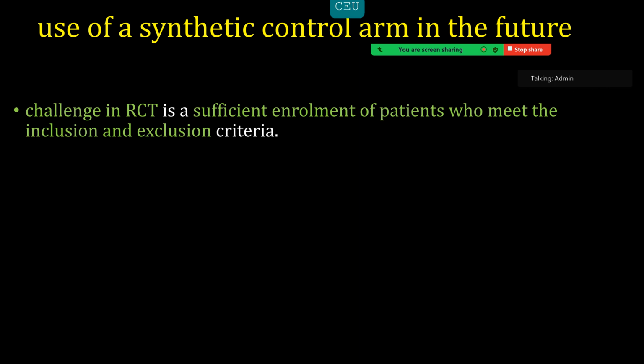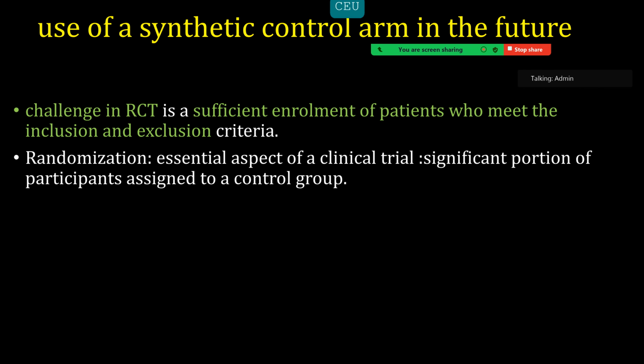So this is some important thing. The last thing for today, I thought I'll keep it short: use of a synthetic control arm. I think last time I just briefly mentioned the synthetic control arm. So the big problem is that you have so many inclusion and exclusion criteria that by the time, most people are not going to be included in a clinical trial.